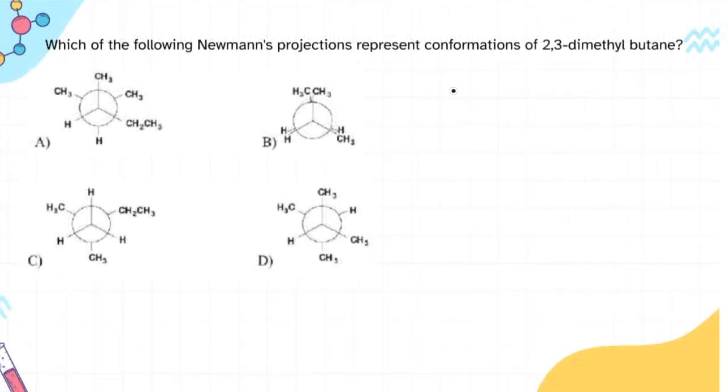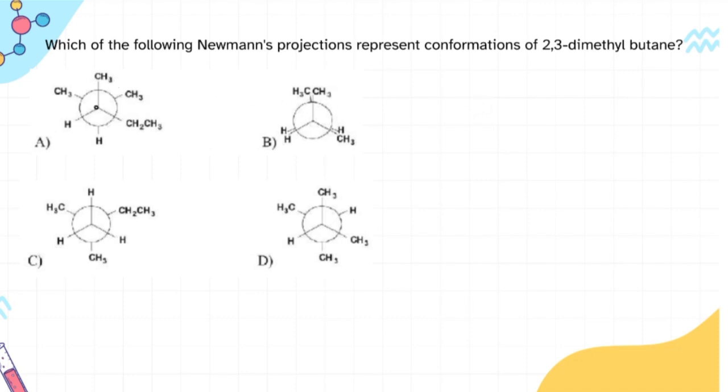Now, in this question, you have to identify the correct structure of 2,3-dimethylbutane. So how do you do that? You can either do this directly, or you can convert the Newman projections to simple structures and then verify whether the name is 2,3-dimethylbutane for that molecule. So I'm going to give you a simple trick for how to convert the Newman projection to two-dimensional structures.